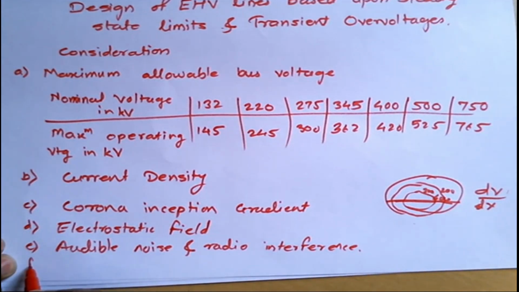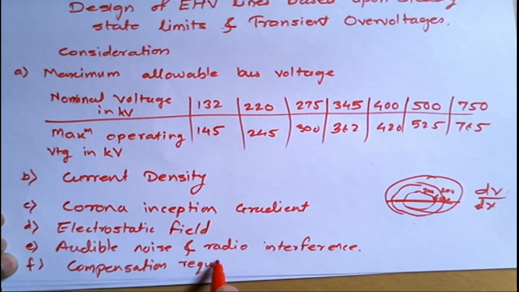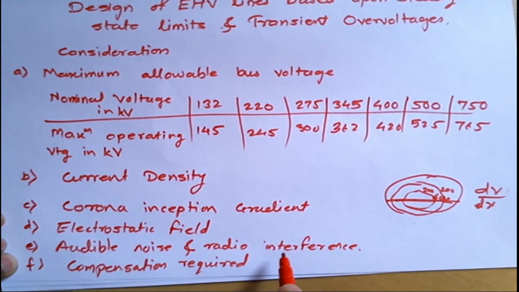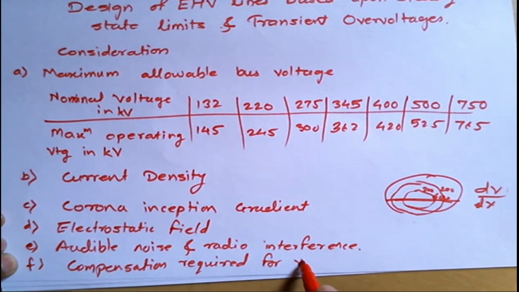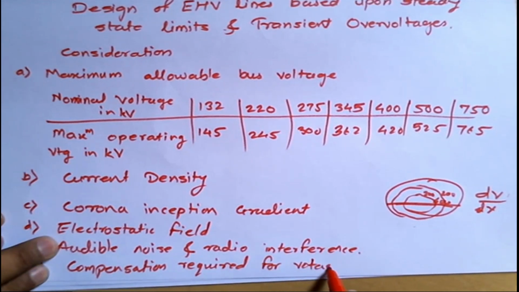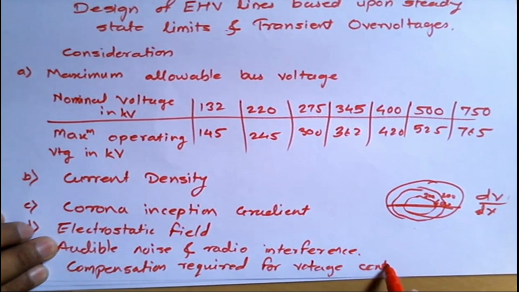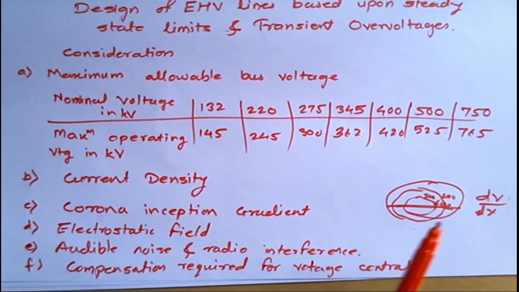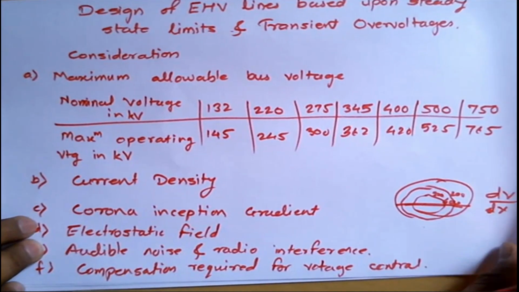And next, the last point is nothing but the compensation requirement for voltage control. So these are some factors which are required to achieve the steady state limit. So let us see one by one.